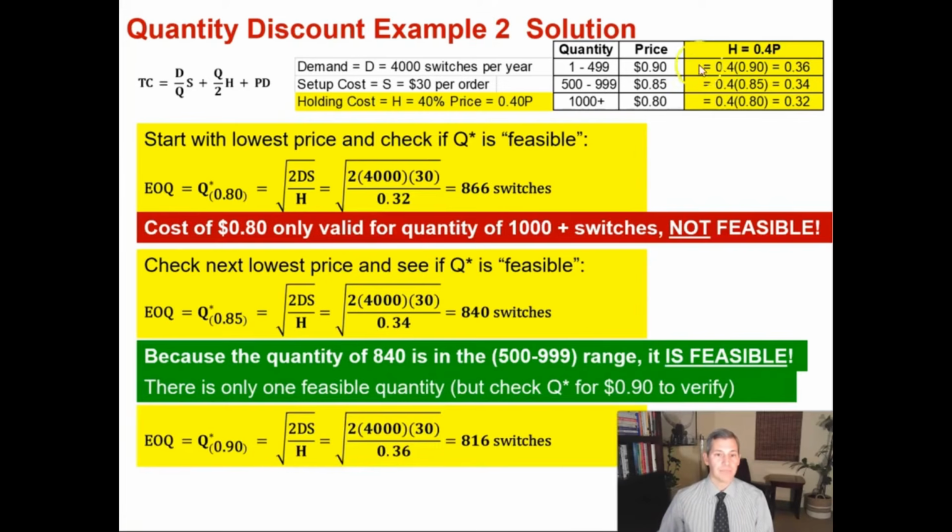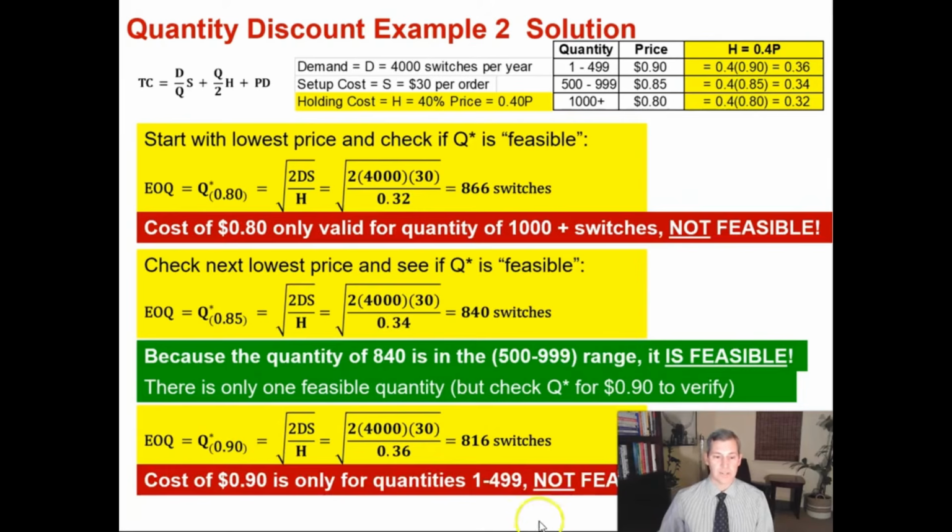Okay, 90 cents, holding cost of 36 cents. That gives you 816 switches as your economic order quantity, but that does not work either because when you're going to pay 90 cents per switch, you're not going to be buying 816 switches at a time. It is not that price break. When you buy 816 switches, it's at a price of 85 cents and a holding cost of 34 cents. So therefore, we have now calculated our economic order quantity as 840 switches. Okay? Our EOQ is 840 switches.